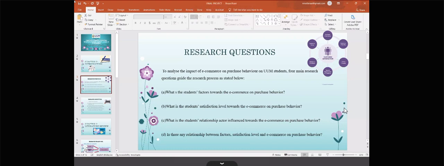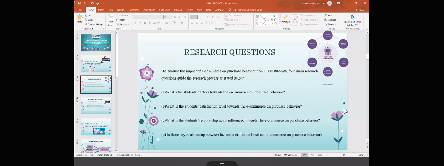Number three. What is student relationship? I think you do not have to put student here. What is the relationship? Because the words here are redundant. You use the word relationship, you use the word influence. Relationship and influence actually represent the same thing.